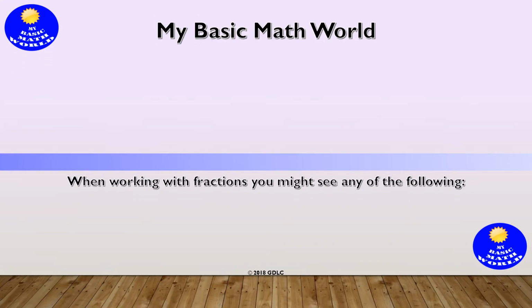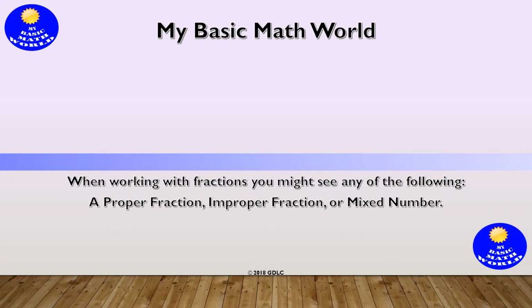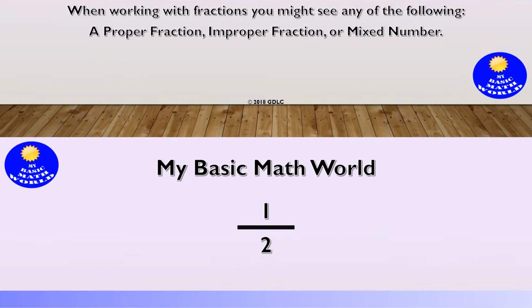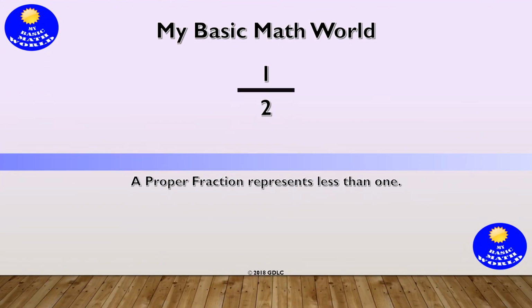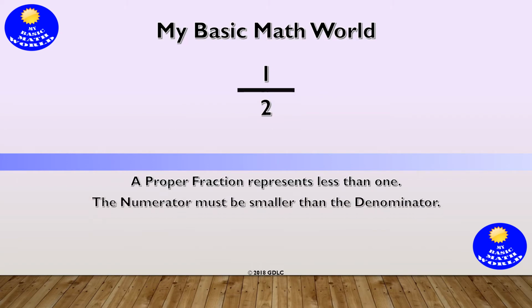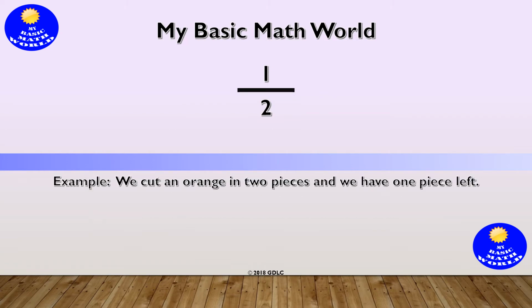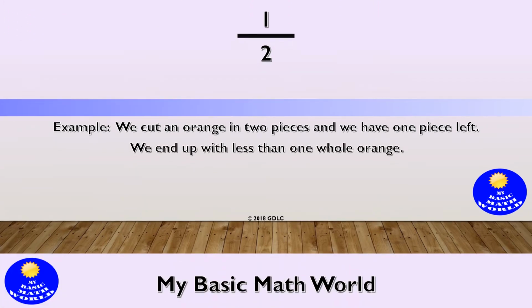When working with fractions, you might see any of the following: a proper fraction, improper fraction, or mixed number. A proper fraction represents less than 1. The numerator must be smaller than the denominator. Example, we cut an orange in 2 pieces, and we have 1 piece left. We end up with less than 1 whole orange.